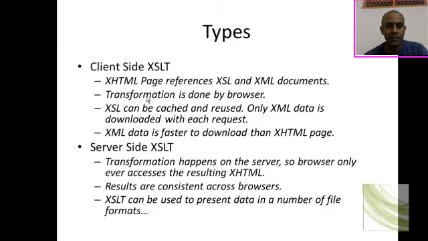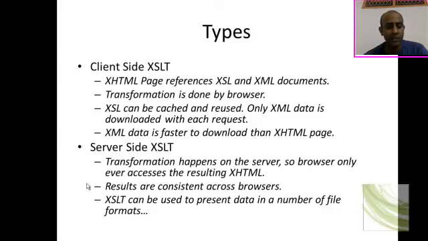So let's go point by point. The XHTML page references XSL and XML documents. It means the transformation is done by the browser, as clearly said in the second point. The XSL can be cached and reused because of the browser, right? Only XML data is downloaded with each request, so XML data is faster to download than an XHTML page.